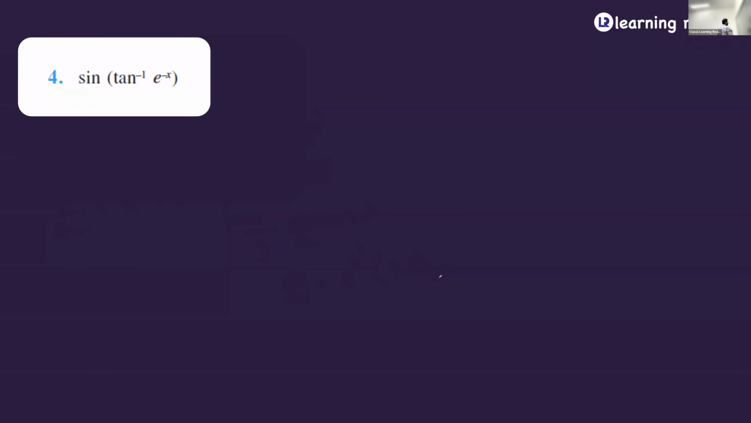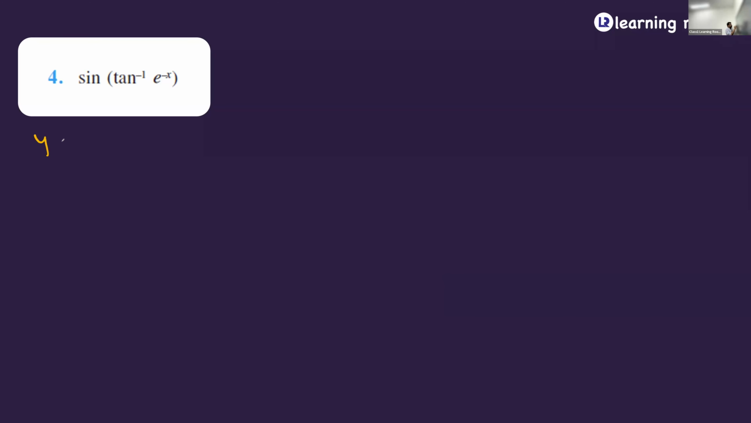Next one. So this is sin of tan inverse of e power minus x. So how many times are we supposed to differentiate? How did you say 3? One is for sin, tan inverse, e power minus x. It is 4 times because of minus x. So it is 4 times that we do.